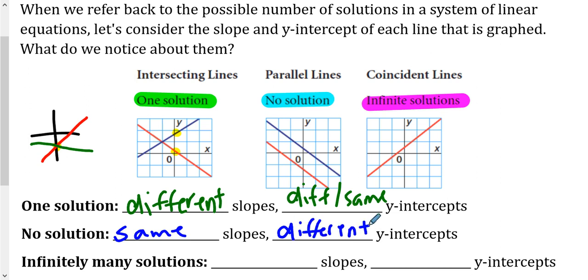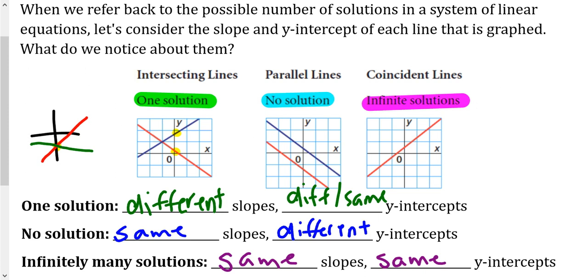Now, when we look at the last case, infinite solutions, these lines have the same slope because they're technically parallel lines, but they're parallel lines that are overlapping. They're parallel lines that are the same line. So they're going to have the same y-intercept.